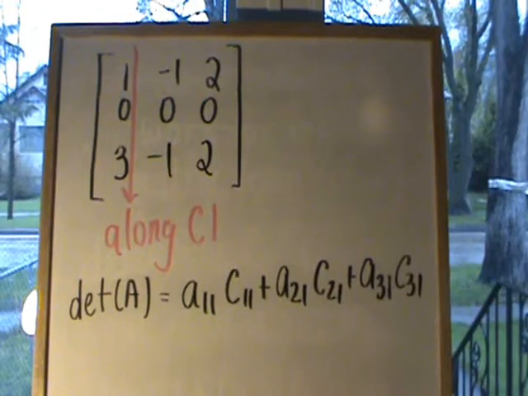What I want to do is show you what the cofactor expansion looks like if we use a column instead of a row. So let's calculate the determinant of matrix A once again, but now we're going to go along column number 1. So in this case, the determinant is given by this formula. So we're going to get a11 times its corresponding cofactor plus a21 times its cofactor, and finally a31 times its cofactor.